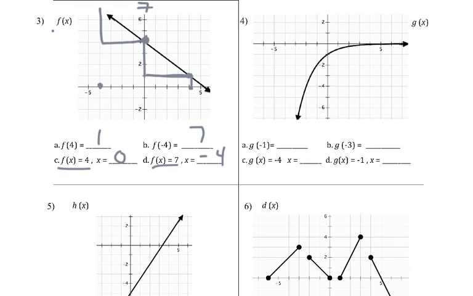Okay, number 4, g of x. So g of negative 1, down, that's going to be negative 2. G of negative 3, down, that's going to be negative 3 as well. G of x equals negative 4. Actually, whoa, negative 4, wouldn't it? What was I thinking? I already see that those are connected, so if this is negative 4, this has to be negative 3. So it has to work backwards too. Then g of x equals negative 1. That's my y-intercept, so x would equal 0.